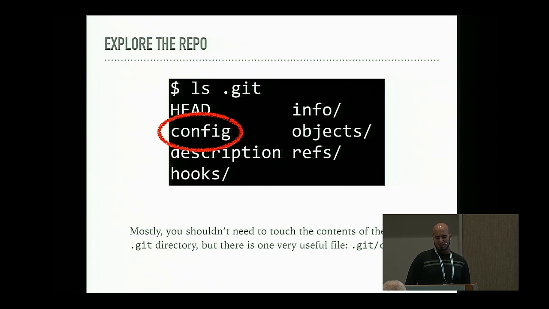But particularly things in the info, objects, and refs directory you probably don't want to modify directly because that's where Git actually stores the commit history. But one of the nice things about Git is it's just implemented using Unix tools, and it uses a lot of plain text format. So you can explore how it all works.